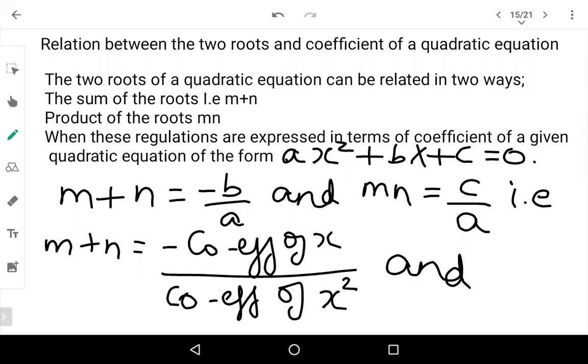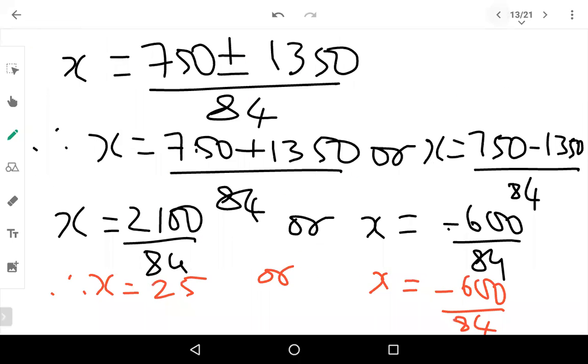So today, we are going to solve the relation between two roots and the coefficients of a quadratic equation. Whenever we solve quadratic equations, we get two roots. One will be the positive root and the other will be the negative root. Before I start this, yesterday we solved a problem and found the answer of x to be 25 and x is also minus 600 by 84, correct?